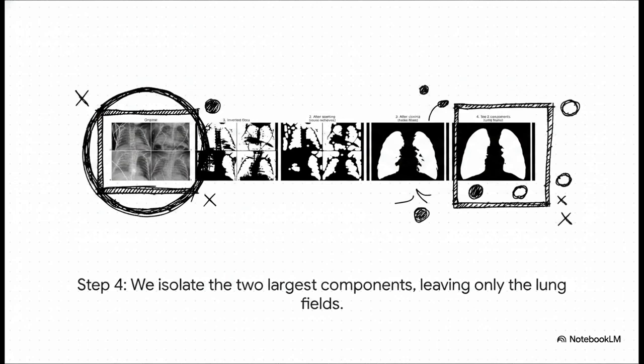And now for the final elegant touch. We literally just tell the algorithm, find all the separate white blobs, measure how big they are, and throw everything away except for the 2 biggest ones. And just like that, everything else disappears, and we are left with 2 perfectly isolated lung fields.